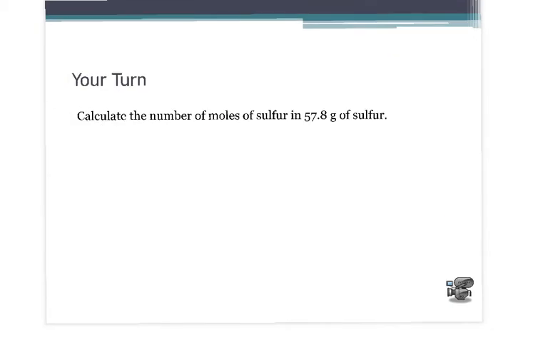Okay, go ahead and give this a try. Calculate the number of moles of sulfur in 57.8 grams of sulfur. Again, we always start with what we're given. So we have 57.8 grams of sulfur, and we're going to use the molar mass of sulfur as a conversion factor, which is 32.07 grams per mole.